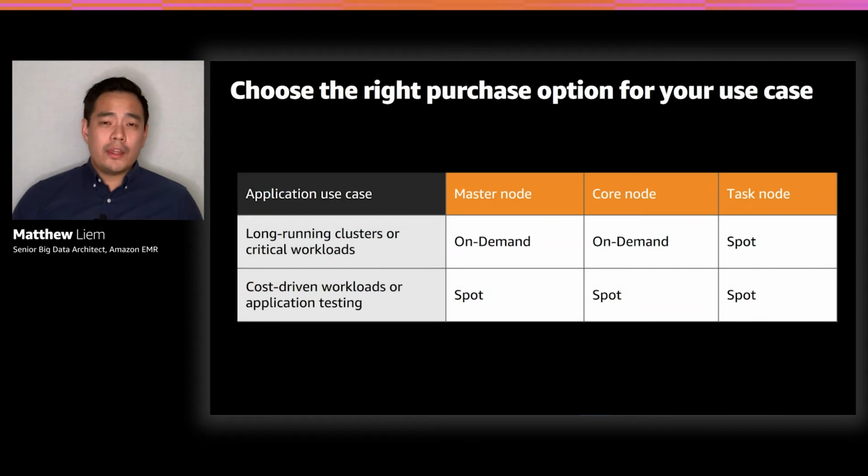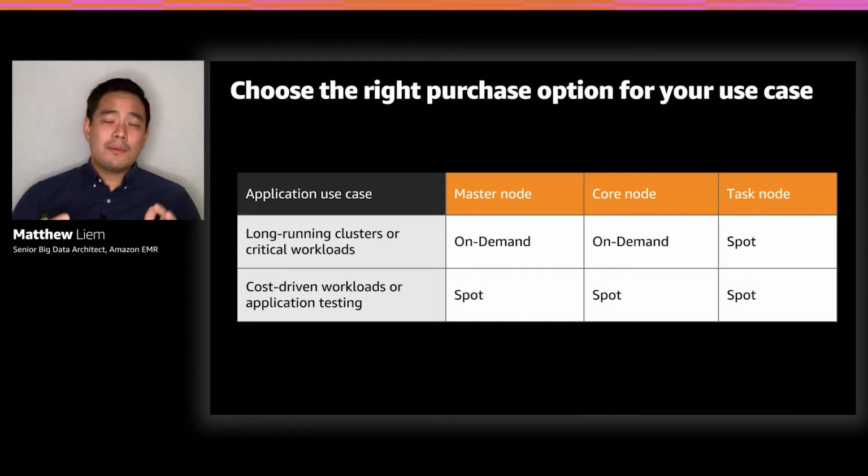So Spot is great, right? It provides a really big opportunity for you to reduce your costs, but you have to know when to use Spot. I've summarized it here. Essentially, it comes down to if you are running a long-running cluster or a critical workload where you need reliability and predictability in your job times and performance, then don't use Spot for any type of nodes where if they were to go down or you can't get that capacity, it's going to impact your job runtime or your cluster.